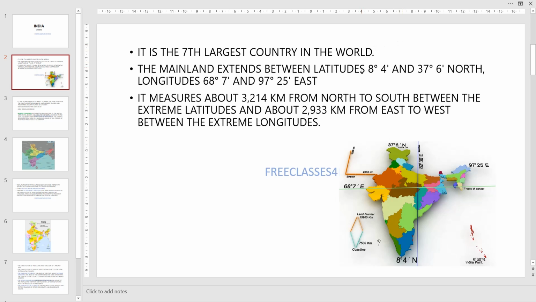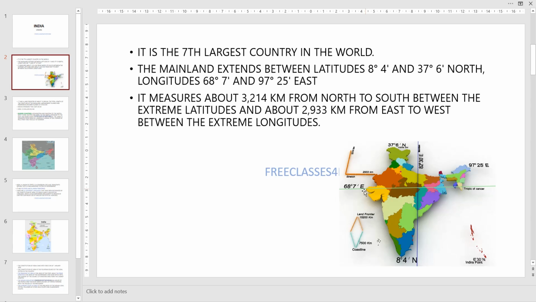See, when the latitudes are written in this form, we have to read them as degrees and minutes. If there is any other number, then we have to read it as seconds. So, it will be read like degrees, minutes, seconds. Here, the latitudes are 8 degrees 4 minutes north to 37 degrees 6 minutes north. It is mentioned as north because the country completely lies in the northern hemisphere.